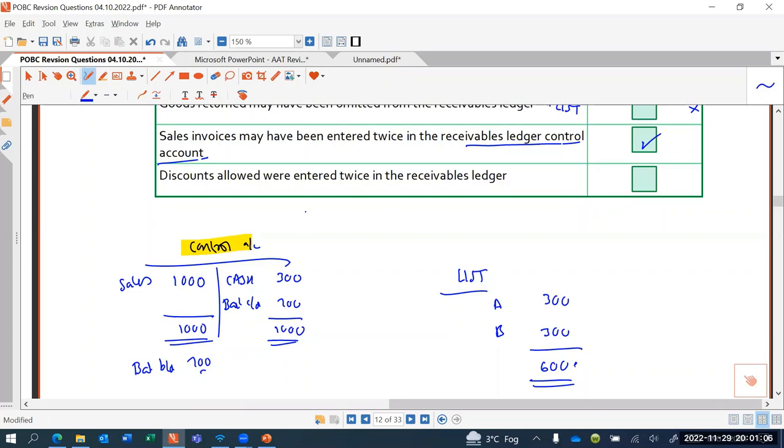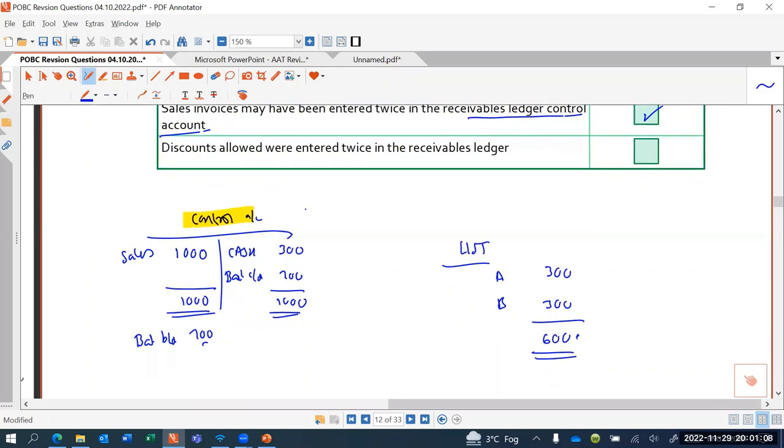And then the last one: discounts allowed were entered twice in the receivables ledger. So I'm back over here. Whenever I see the phrase receivables ledger, I say list. So I gave, say, a discount, and then I accidentally posted the discount again. So the balance on the list is now too low. That's what the question was asking about. So that's also a correct answer.